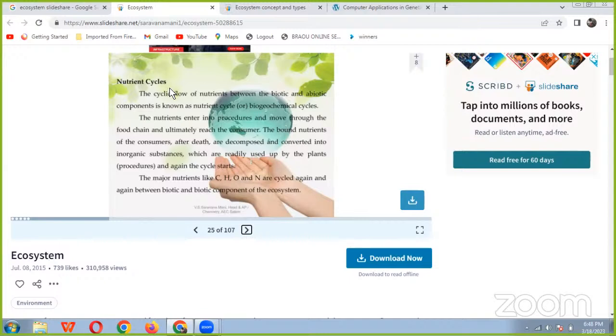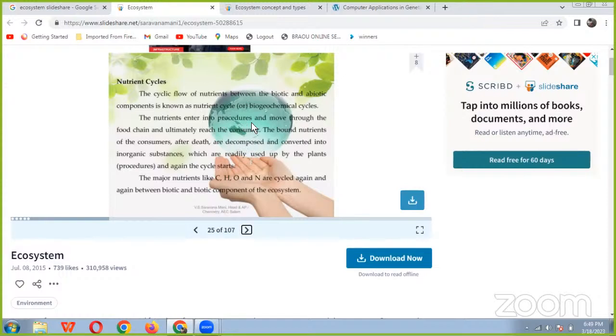Mainly, these cycles flow nutrients between the biotic and the abiotic components. For example, plants decay and form abiotic components, the non-living things. The cyclic flow of nutrients between the biotic and abiotic components is known as the nutrient cycle or the biogeochemical cycle. Bio means living thing, geo means earth, a cyclic process from biotic components to abiotic components.